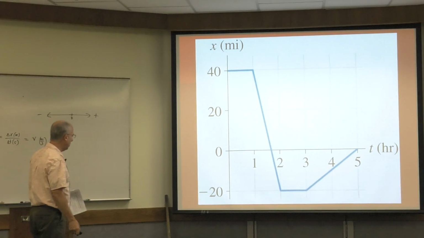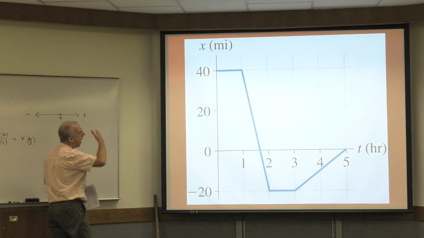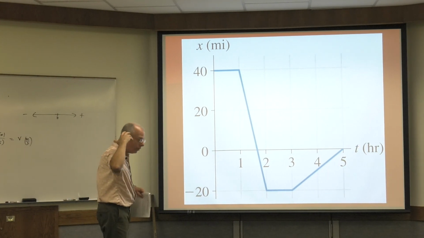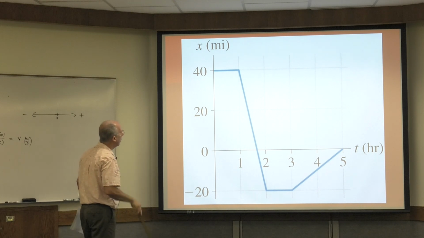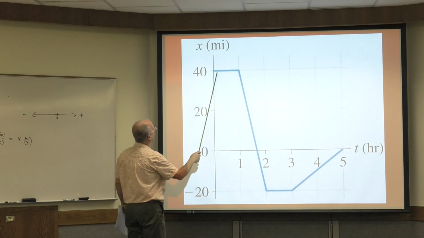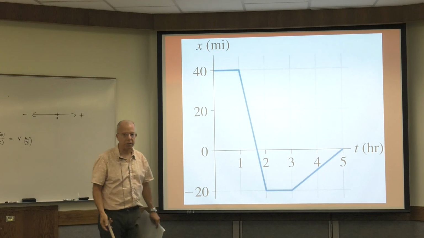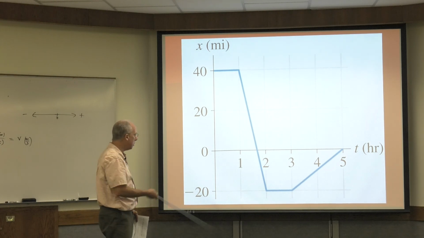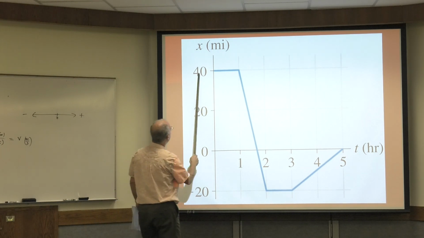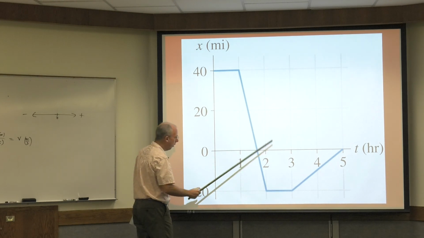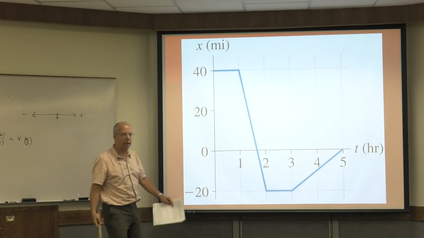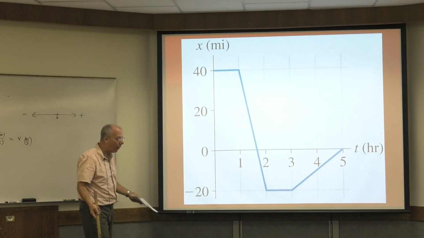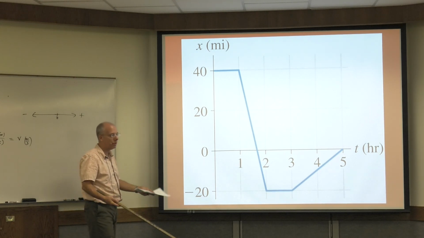Okay, let's do this crazy one. Miles, oh my gosh, miles. We like to use the metric system. Miles, whatever. So what's going on? What's the slope here? It's 0. That means the velocity is 0. No kidding, just look at it. The position is 40 miles. For 1 hour, this object stays at 40 miles. If it stays at the same position for 1 hour, it's not moving, so the velocity is 0.